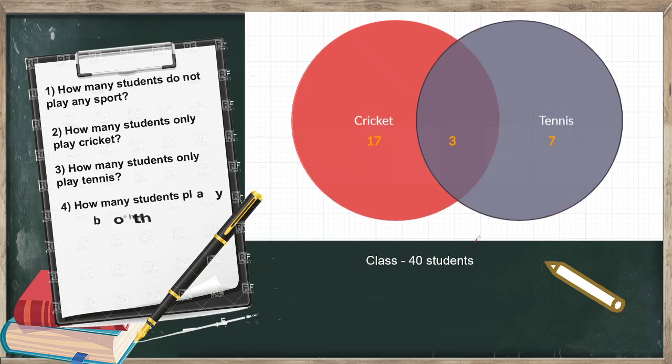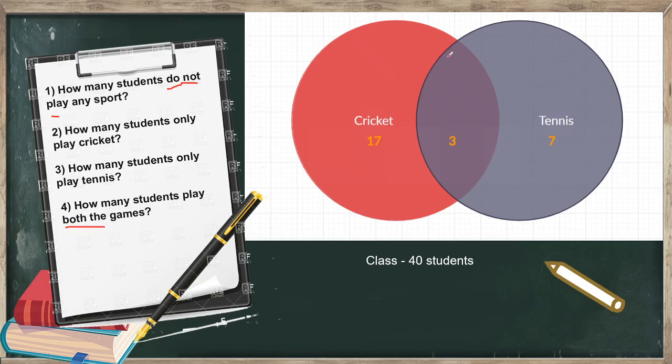How many students play both the games? So as I said, everyone who plays cricket is here, everyone who plays tennis is here, right? So where are the people who play both the games? Here in these colorful regions, right? The white space shows people who do not play any sport. So people who play the games are here. Now, how many students play both the games?